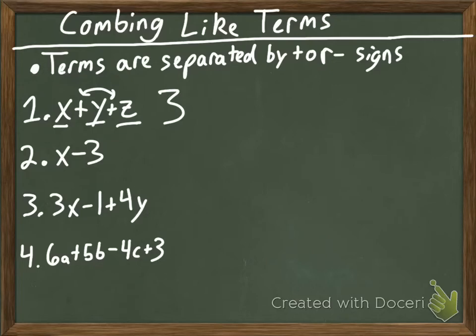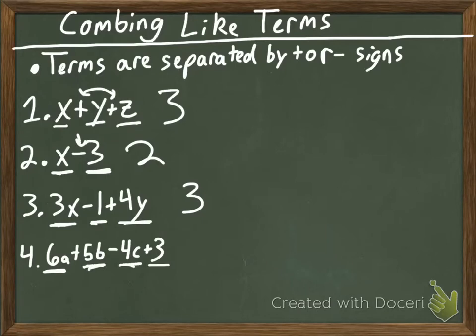So what I want you to do now is pause the video and discuss in your group how many terms 2, 3, and 4 have. So go ahead and do that now. Okay, number 2, we have an x and a 3, and we have this minus sign separating, so there's 2 terms. Here we have a 3x, a 1, and a 4y. We have 3 terms. And the last one we have 6a, 5b, 4c, and 3, so we have 4 terms.